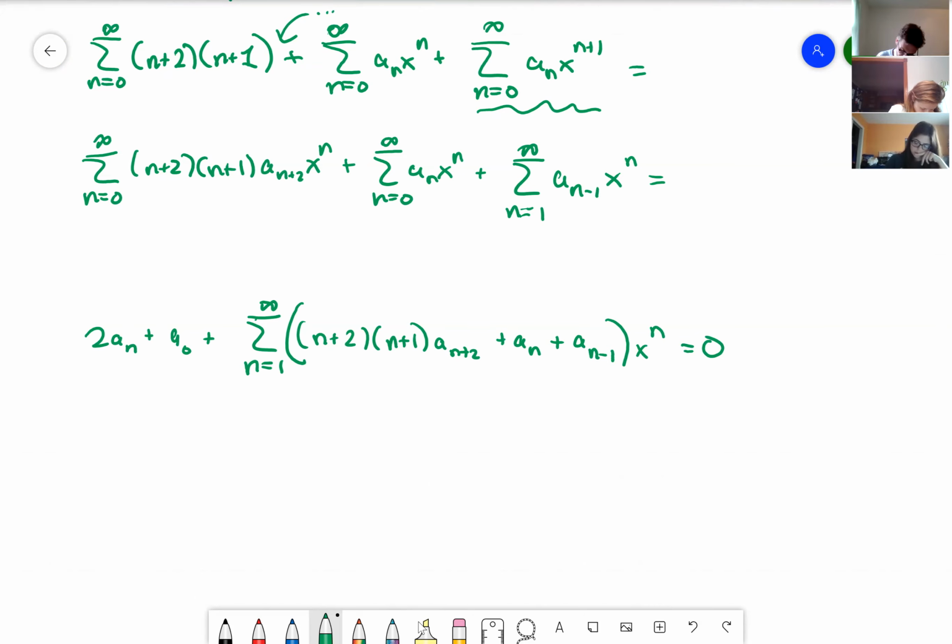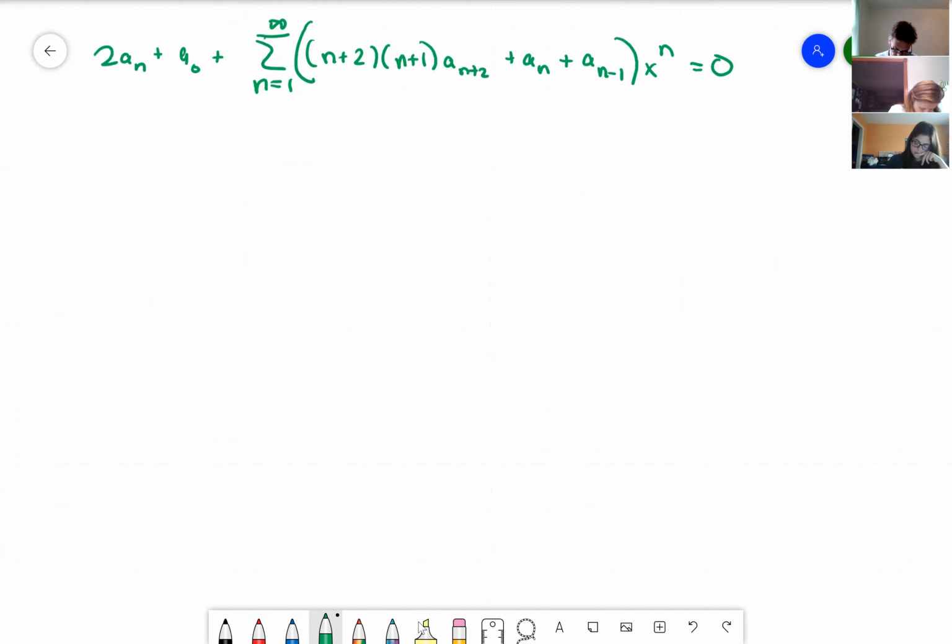Okay, all the other stuff that we've written, we can now discard because this is going to give us our recurrence relation. So the n equals 0 case, well, that'll give us a2. So we get 2 a2 plus a0 equals 0. Basically, we're looking at the constant coefficients. And that gives us a2 equals minus a0 over 2.